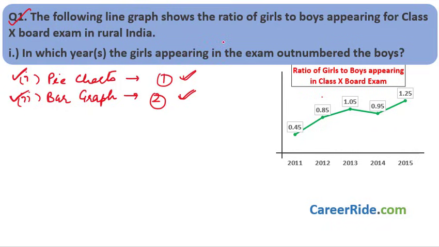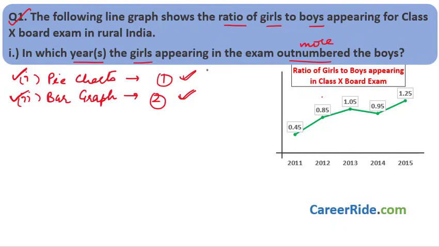The following line graph shows the ratio of girls to boys appearing for class 10 board exam in rural India. In which year or years the girls appearing in the exam outnumbered the boys. Okay, so now first of all we have to understand what is the question asking me. The word here outnumbered means more, were more than. So for which years the girls were more than the number of boys in the class 10th board exam.